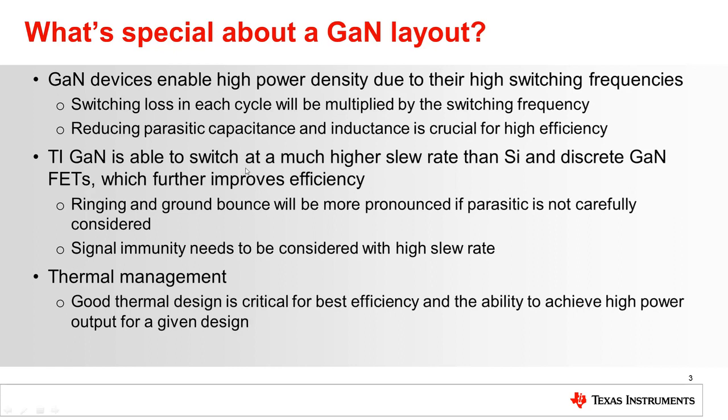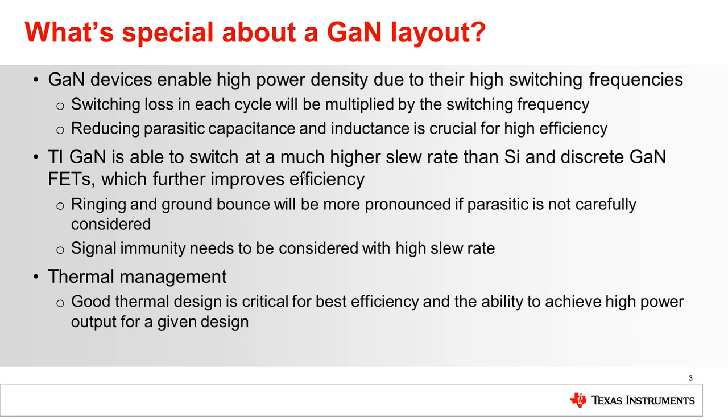Secondly, TI-GaN is able to switch at much higher slew rates than silicon and discrete GaN FETs, which further improves the efficiency. In high slew rate situations, the ringing and ground bounce will be more pronounced if parasitics are not carefully considered. Also, more consideration needs to be put into the signal immunity with high slew rates.